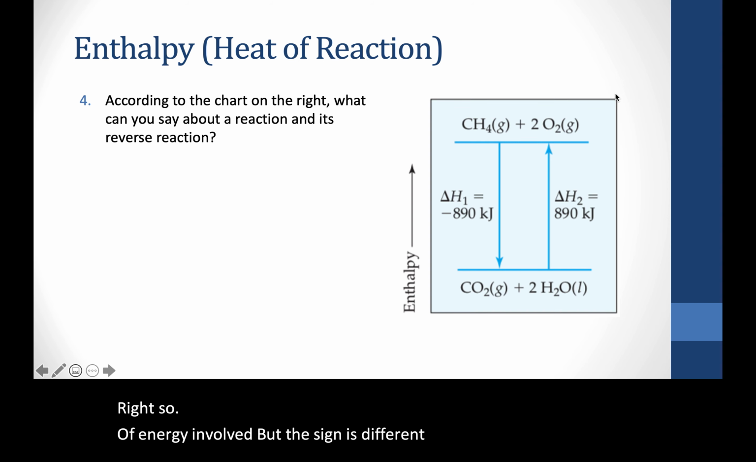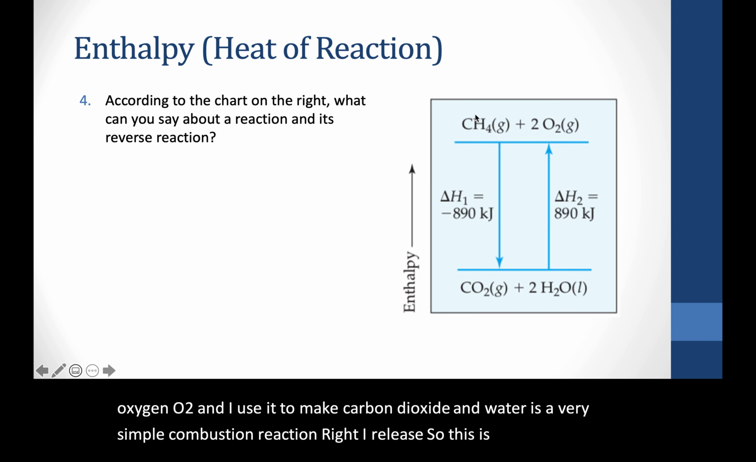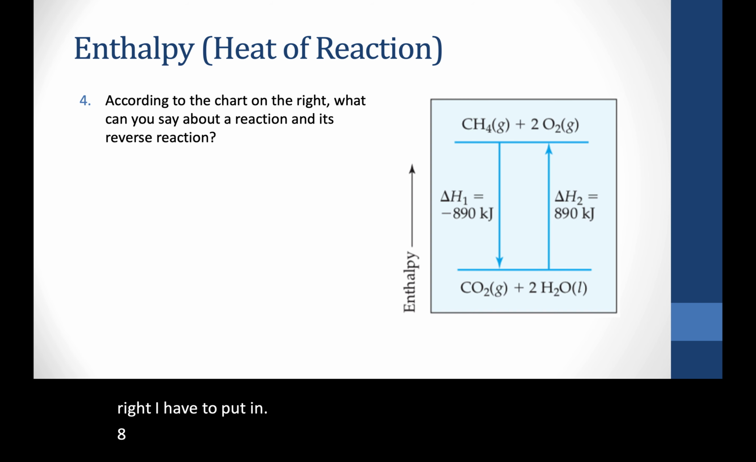So when I take CH4 and oxygen, O2, and use it to make carbon dioxide and water, this is a very simple combustion reaction. This is a fuel source, this is burning methane. You burn methane, you get energy out. Negative delta H is exothermic. In this case, for every mole of methane, you get 890 kilojoules. And if I wanted to go backwards, I'd have to put in 890 kilojoules. So it's the same magnitude. The number's the same, but when you reverse a reaction, you just change the sign.